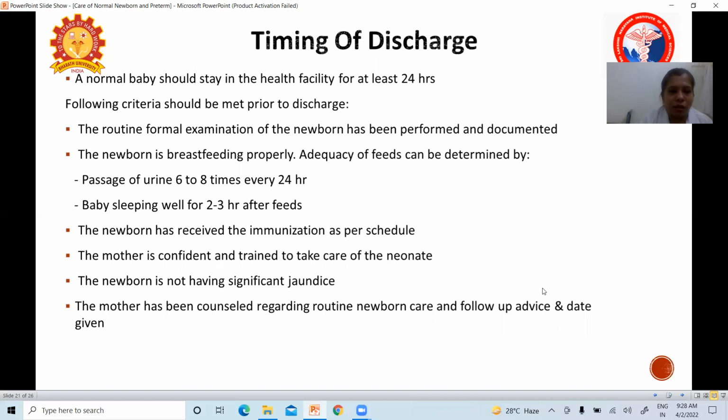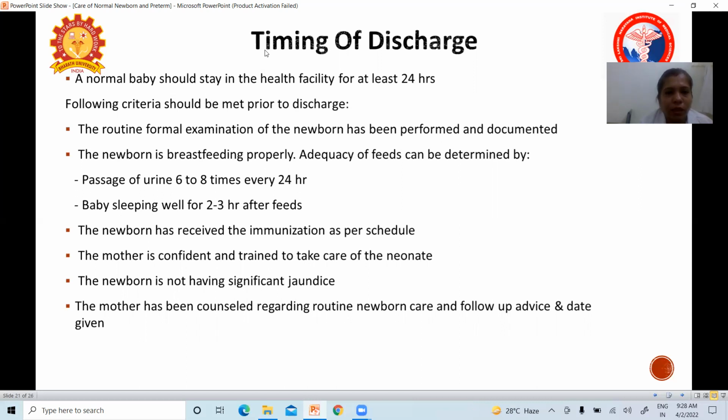Now, when to discharge the baby? A normal baby, which is not having any problem, should stay in the health facility for at least 24 hours. The following criteria should be met prior to the discharge.